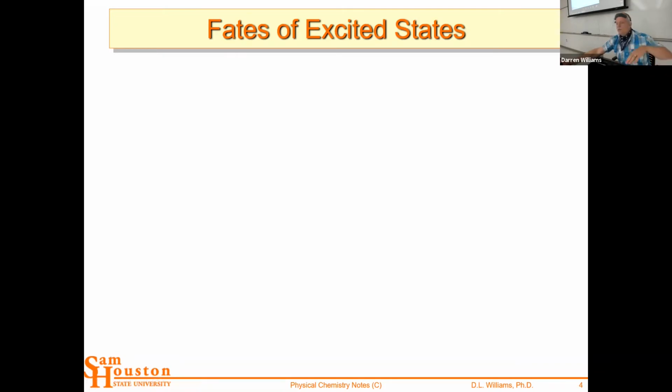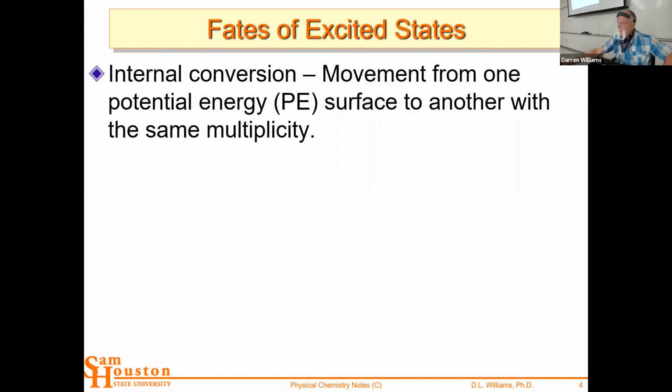Let's think now, from absorption, we get this molecule in an excited state. Let's think about the fates of those excited states. So what happens to those excited electrons? There's really 4 things that can happen. It can have internal conversion, where it moves from one potential energy surface to another with the same multiplicity. So that means like singlet 1 to singlet 0, or like triplet 2 to triplet 1. But notice it's either T to T or S to S.